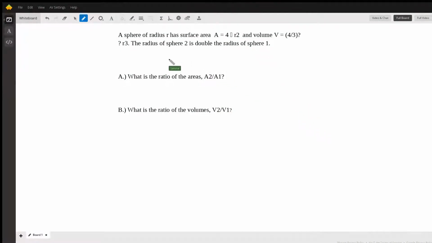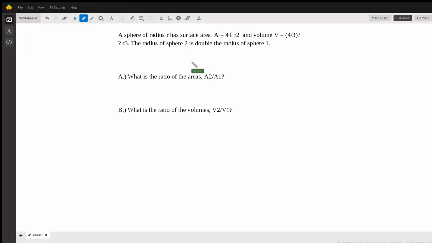Will help solve the following problem. I was laying it out and I got these goofy question marks and things here, so I just left it like this. Let's read it out. A sphere of radius r has surface area 4 pi r squared and a volume of 4/3 pi r cubed. This should be pi where those question marks are. The radius of sphere 2 is double the radius of sphere 1. So that's where everything is.